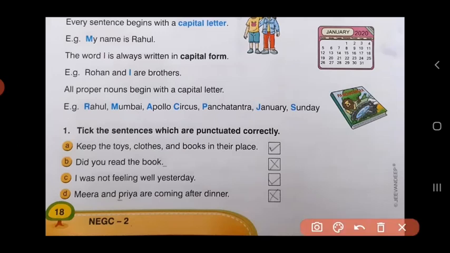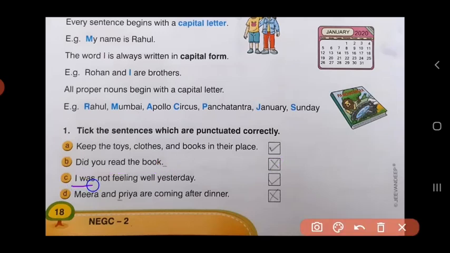Now let's read B. B is a question. Did you read the book? The start of the sentence starts with capital, so it's correct. But because it is a question, it should not end with a full stop. It should end with a question mark. So this sentence is not punctuated correctly, so put a cross in the box.